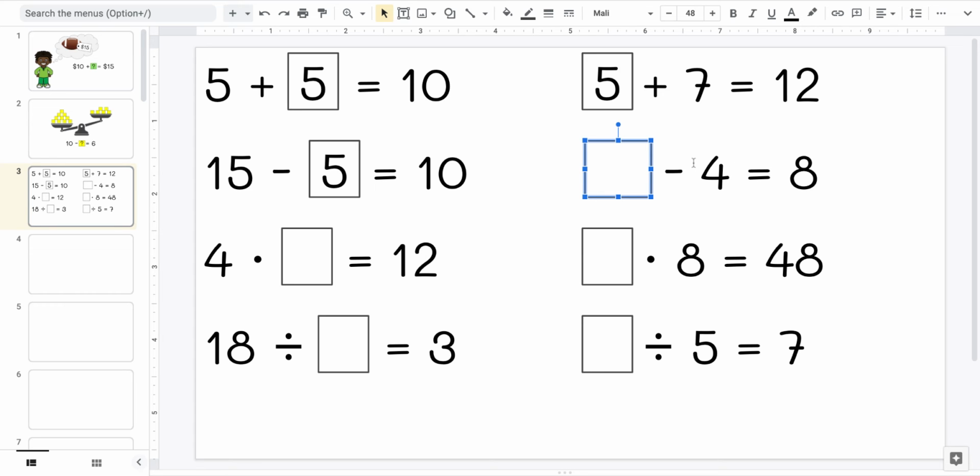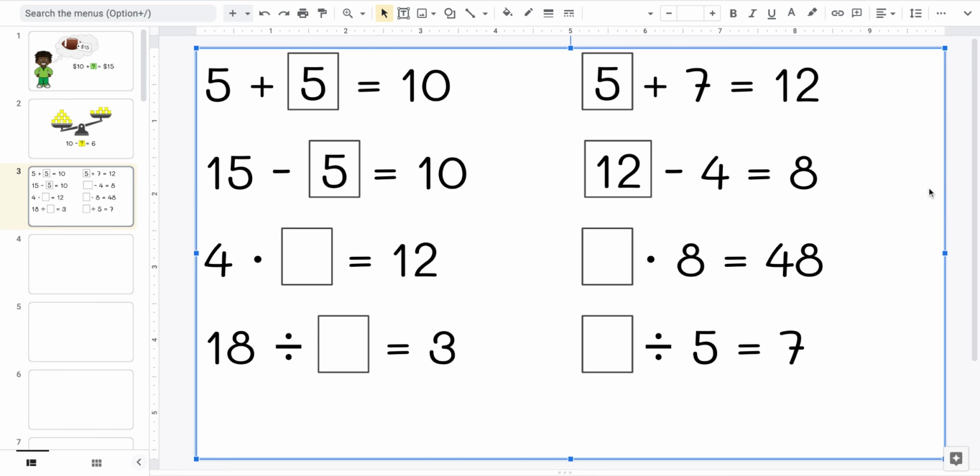All right, what number minus 4 is 8? So if I have something and I take 4 away, I have 8, so it has to be bigger than 8. I could also take this 8 and add on the 4 to figure out what I started with. So 8, 9, 10, 11, 12. 12. All right, so 12 minus 4 is 8.